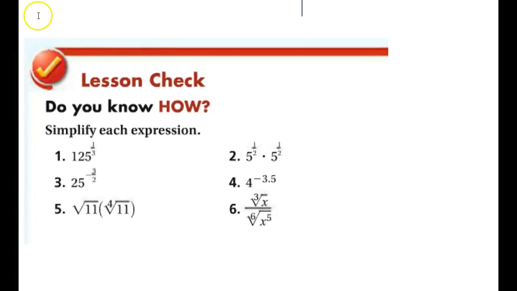Now we just have our lesson check below, so take a moment to write down all 6 problems, work through them, and let me know if you have any questions the next time we meet.